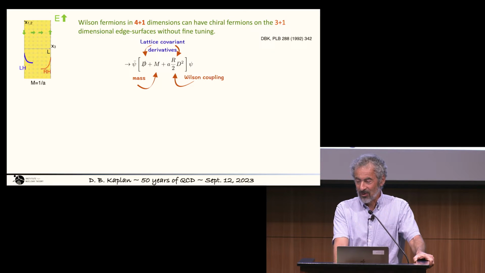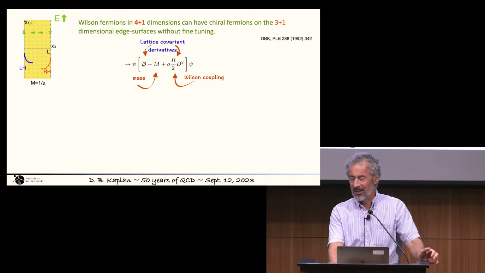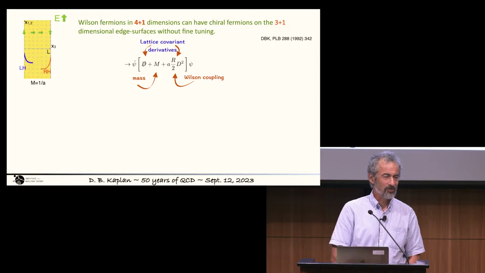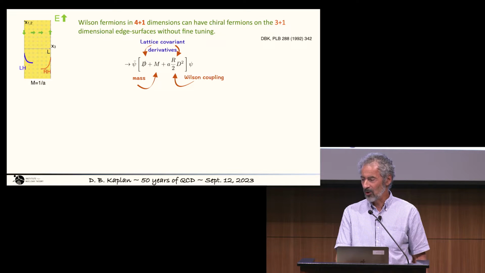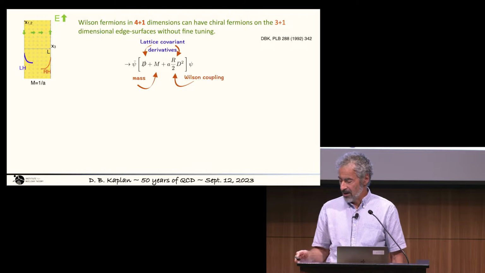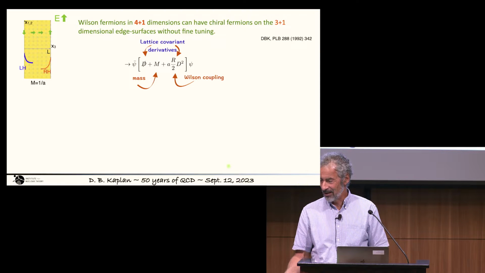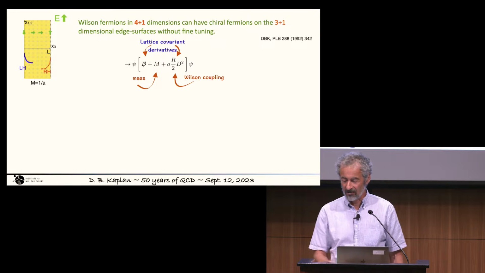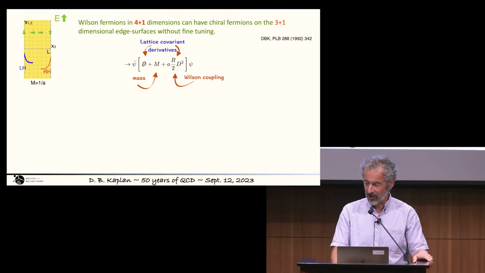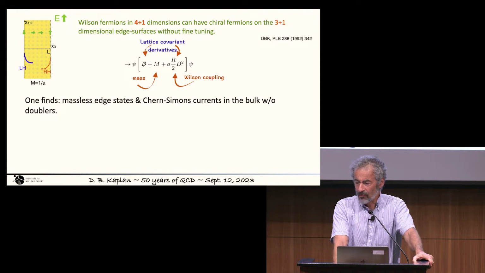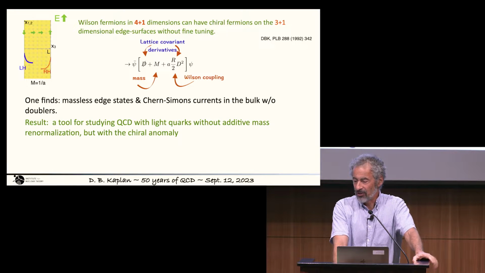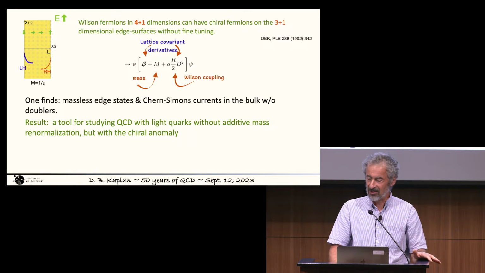But then I realized that the whole point was you don't care about chiral symmetry breaking in the bulk anymore. So throw in a Wilson term, and lo and behold, all of the doublers went away. So the idea then was you have a Wilson fermion. My original formulation had a domain wall in this mass parameter, but in fact, you can also just do it on a finite system with an edge with a constant mass. So you find massless edge states, you find Chern-Simons currents in the bulk without doublers, and the result is a tool for studying QCD with light quarks that doesn't have additive mass renormalization, but it does account for the anomaly.